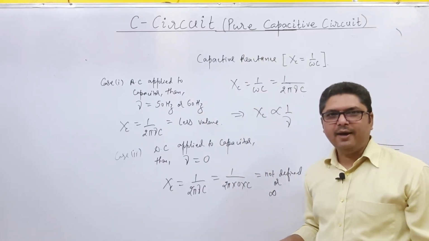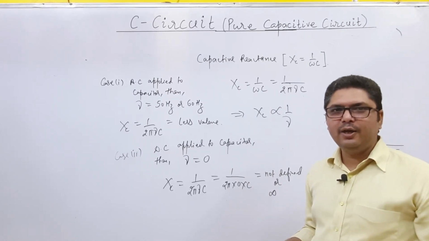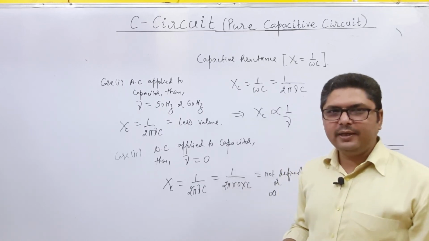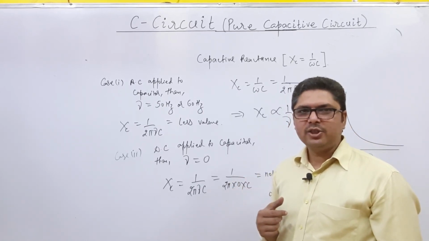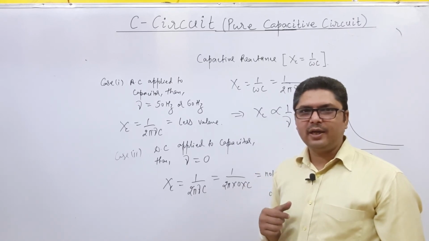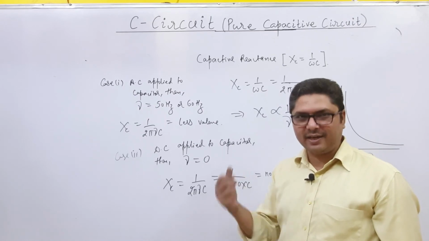So you have learned what will happen when we apply alternating current to the capacitor. And students, in the beginning you learned the R circuit in my lecture, then you learned the L circuit, now you have learned the C circuit. Now in the next lecture we will see the combined effect, that is the LCR circuit.